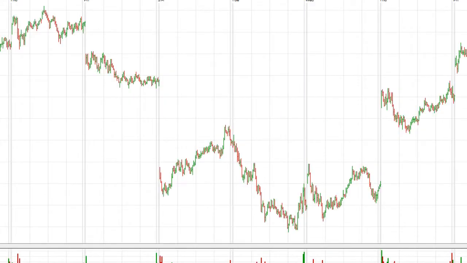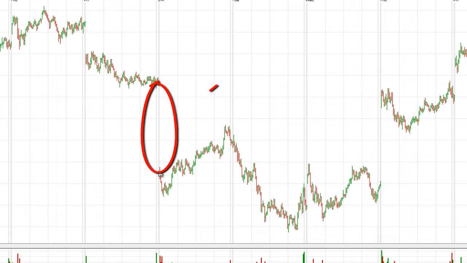Okay, a couple more things to discuss here. I've zoomed into a different area of this chart to show another concept, and that's the fact that gaps, like we had said, gaps are when the market closes a certain day at a point and then opens the next day at the next market open at a point that's much further away from that.